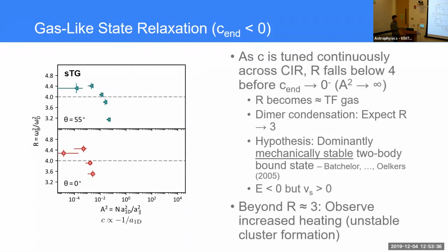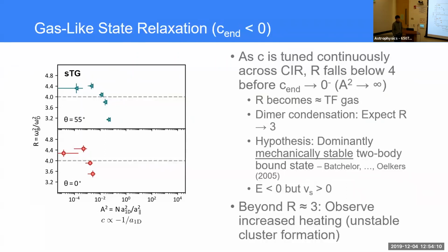So now let's look at our magic angle and attractive data again. Indeed, as C is tuned continuously across the CIR, you see that R initially goes above 4, and then drops down below 4. One thing to note is that R seems to approach that of the Thomas-Fermi gas, which is 3. In the case of the bound state or dynamic condensation, you would also expect the same result. So our hypothesis of the identity of these states is that they might be dominantly mechanically stable two-body bound states as predicted by this early theory paper using Bethe ansatz calculations.